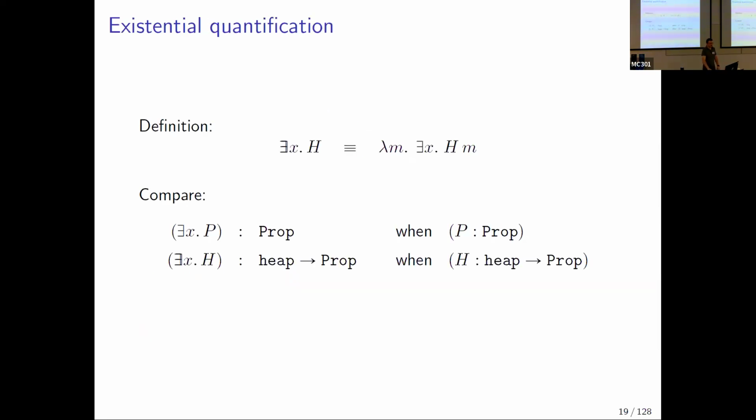So finally, and not least, there is existential quantification. There is a symbol like there exists x.H. There is a double bar, but I might forget it sometimes. So there exists x.H is defined as all of the heaps m such that there exists an x such that H x of m. Of course, the important thing here is that x can depend on m, which makes it way more expressive. And the types of those two things are props and heap predicates.